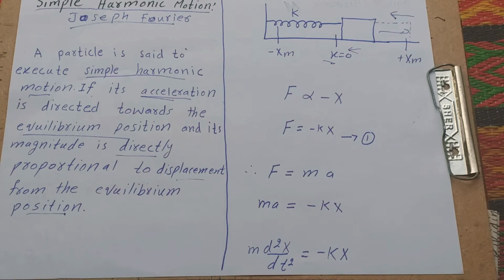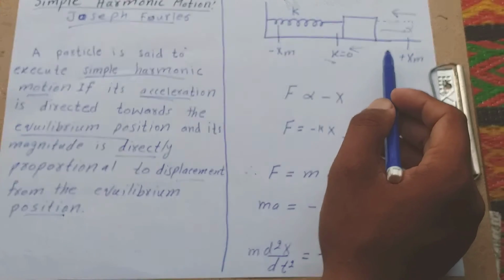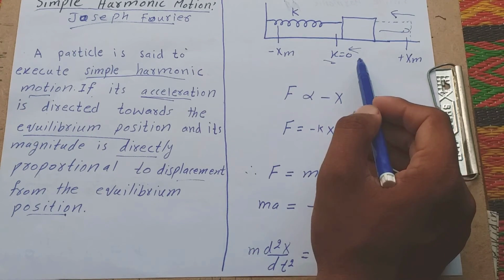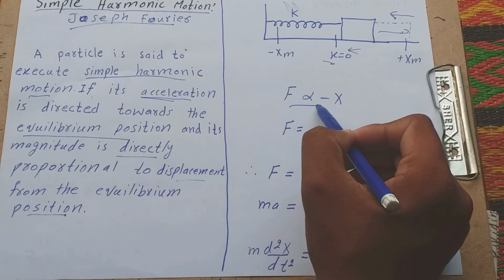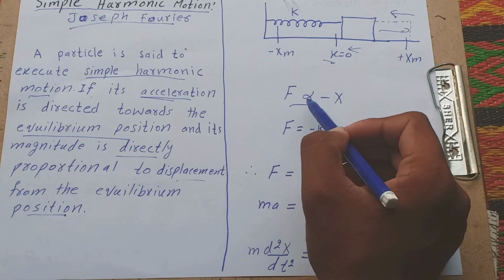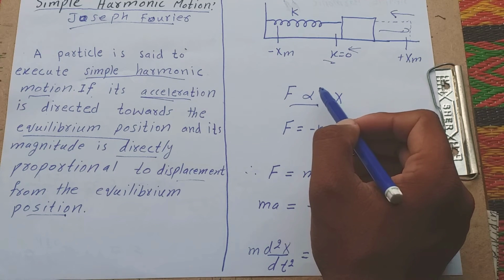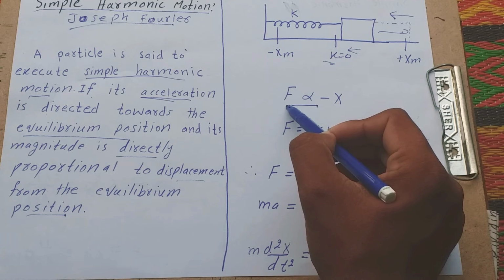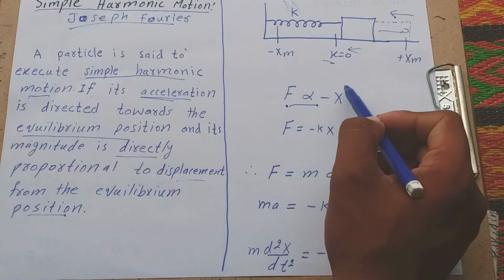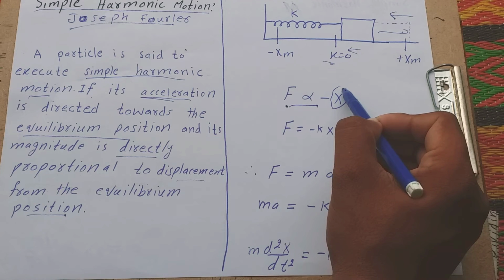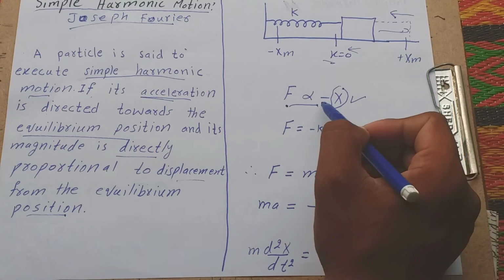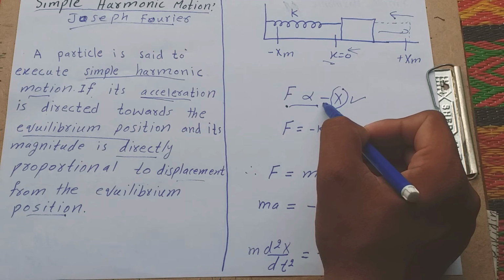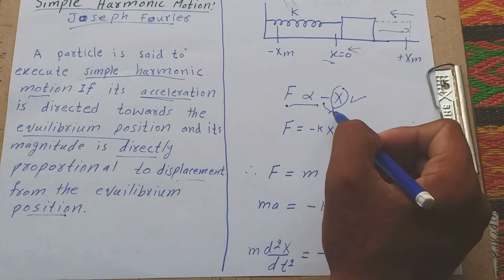For example, a linear simple harmonic motion. Let F be the restoring force on the oscillating block when its displacement from the equilibrium position is x. F is directly proportional to x, and the negative sign means restoring force.